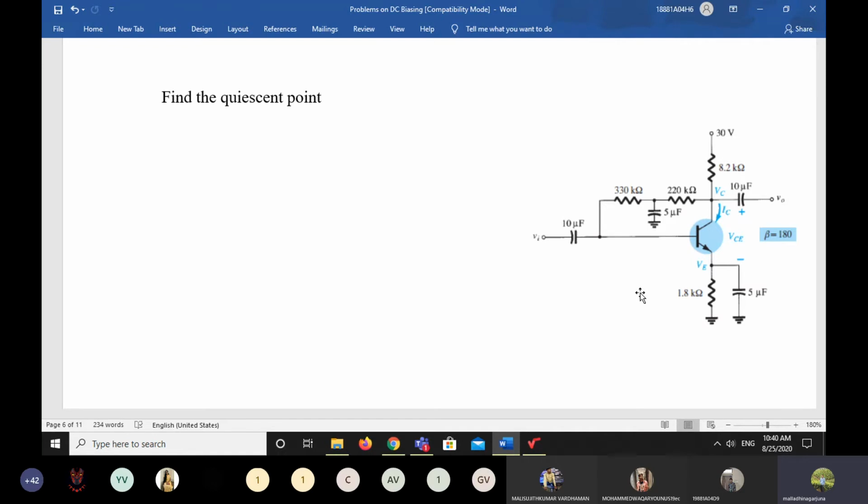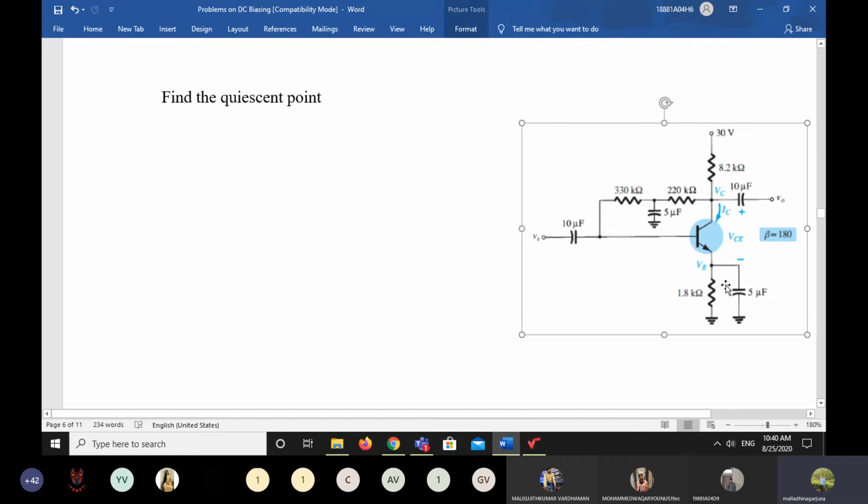You see in the circuit again they have given some capacitor values. So all capacitors act as open circuit for the DC analysis. So this is open here. The capacitor across the emitter, the capacitor connected to the collector, and the capacitor connected between the two resistors here, all are open circuit.